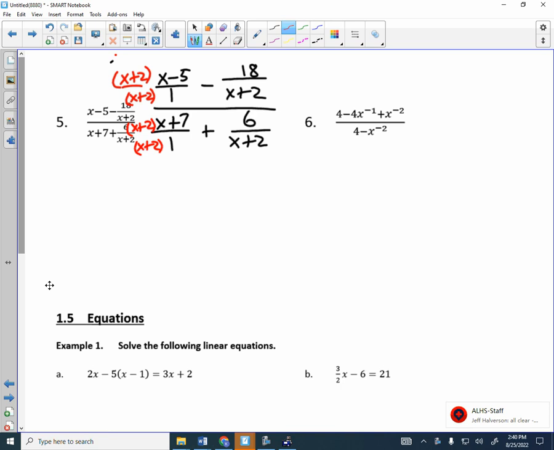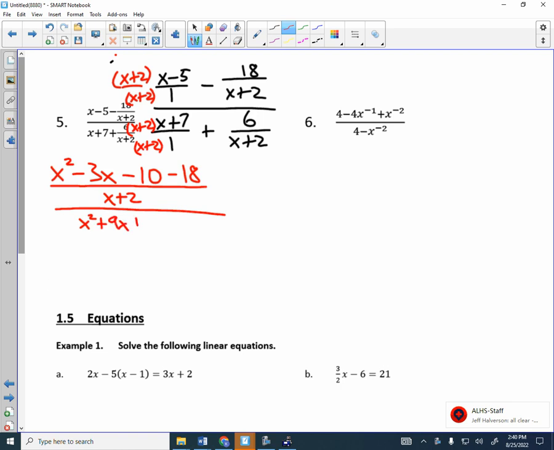x plus 2 times x minus 5. This should be a minus 3x, then a minus 10, and then it looks like I have to pick up the minus 18 over there, right? Okay. Over, what's the denominator? Over x squared plus 9x plus 14 plus 6 over x plus 2.